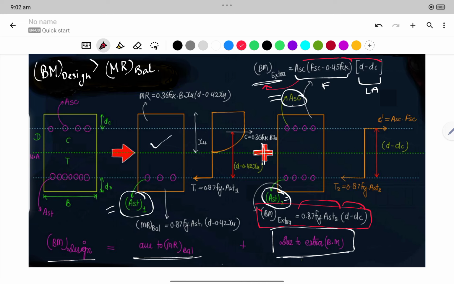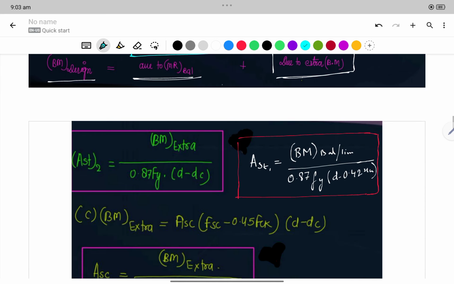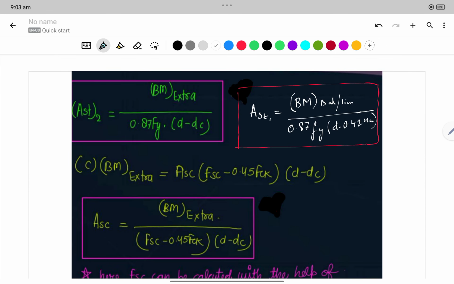Okay, so this is the lever arm 2. Lever arm 1 was D minus 0.42 XU. So from here AST2 can be calculated, everything we will bring down. So let's check, and you can see here also the moment of resistance balance, the formula 0.87 Fy AST1, and the lever arm for the singly reinforced was D minus 0.42 XU. Okay, so see, all the formulas are given here.